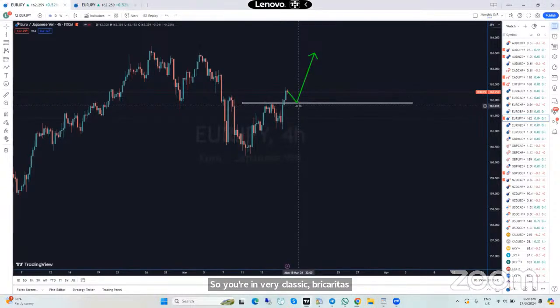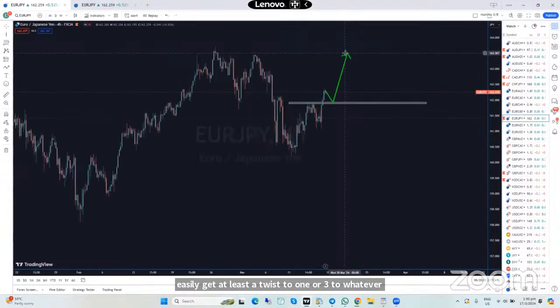At the end of the day, it's just a waiting game. So if it does that, engulfing bar, pin bar, I'll be very keen to actually take this setup and have my TP1 at the top. By the time it hits TP1, I will actually easily get at least a 2:1 or 3:1 if it happens. Yeah, easy gain.